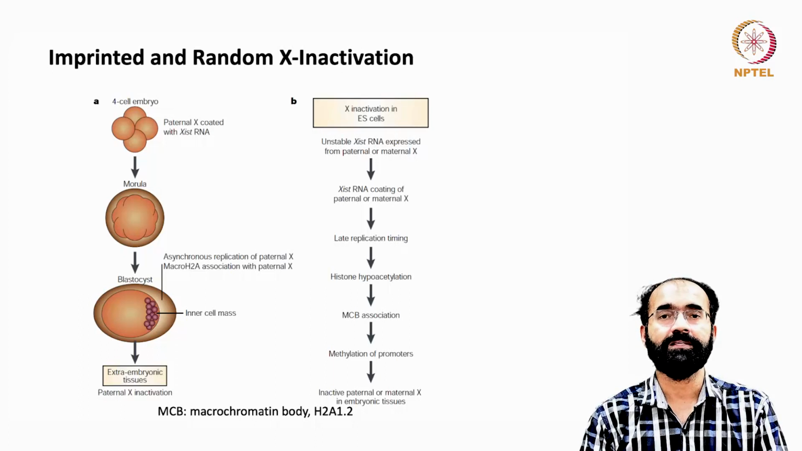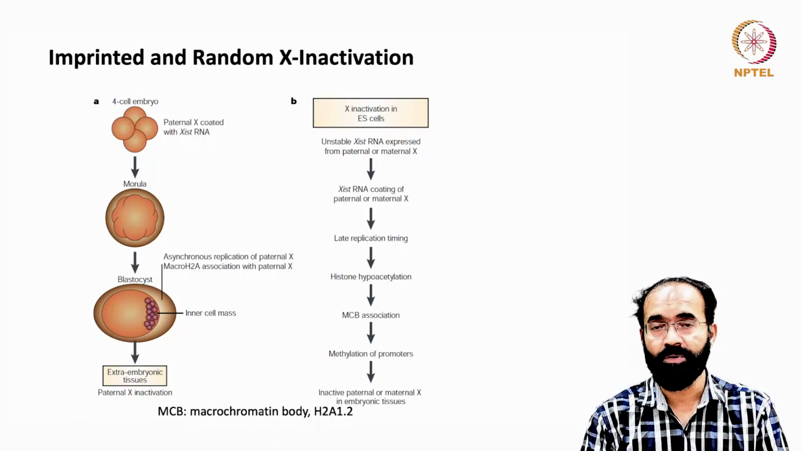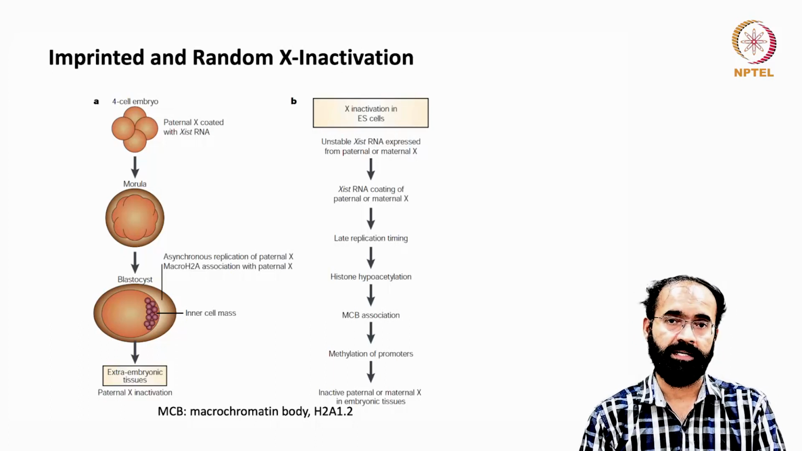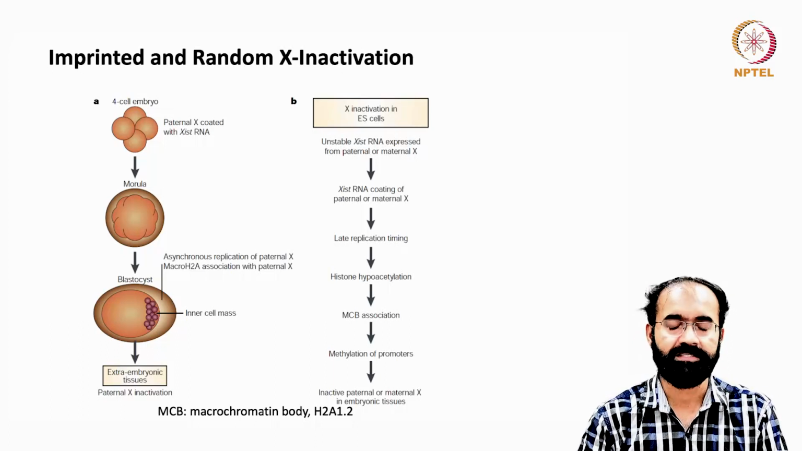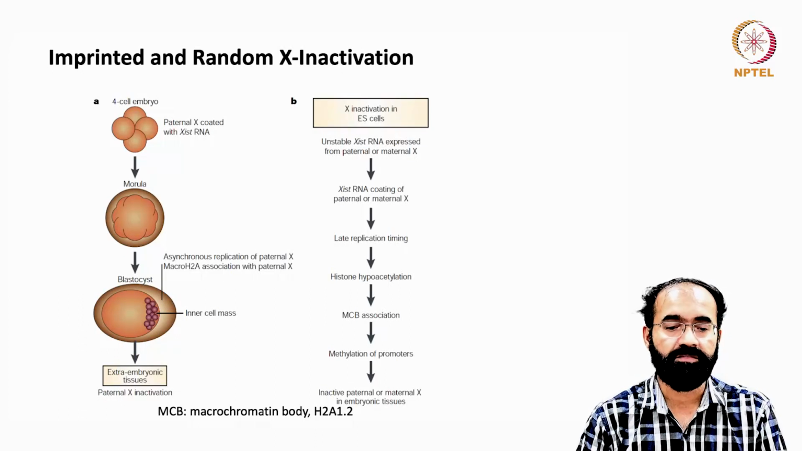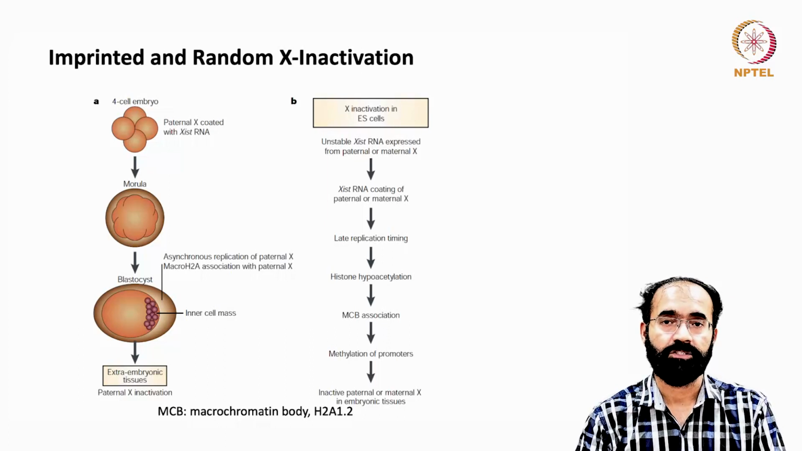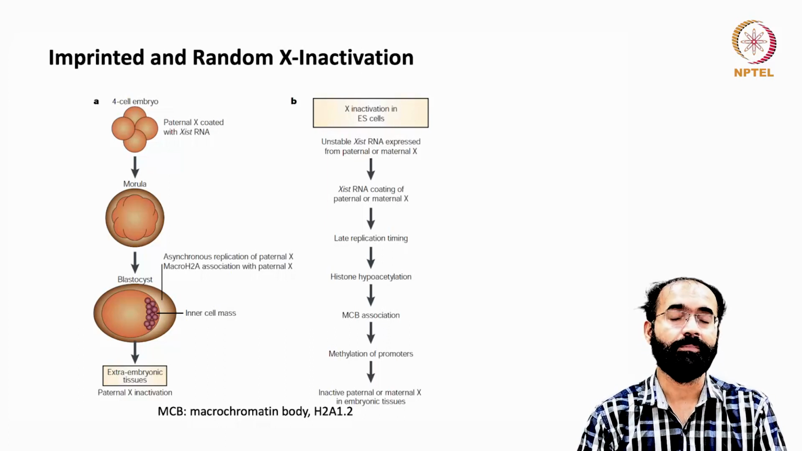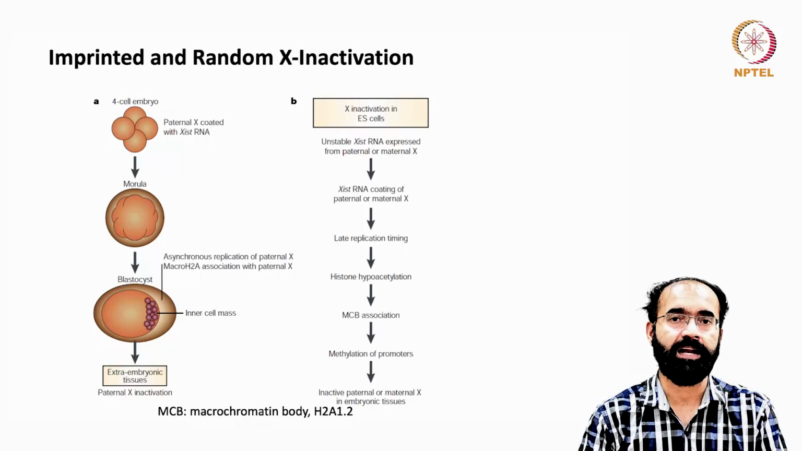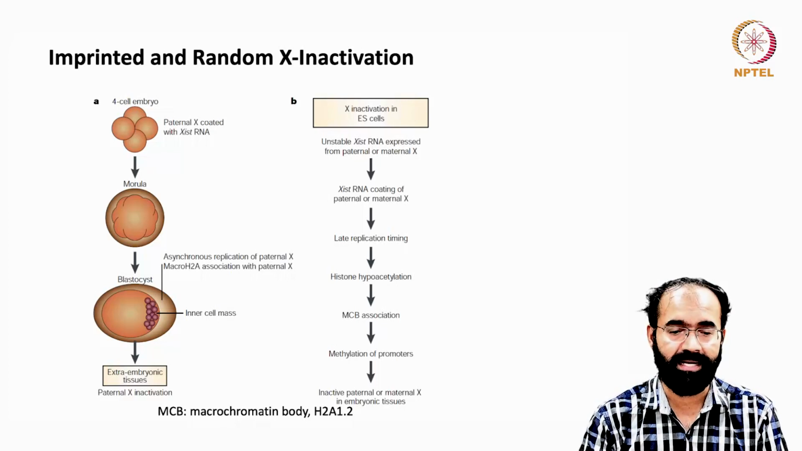But in some animals, the paternal copy is inactive. In some of them, it can be either paternal or maternal. So let us see how this happens. In a 4-cell stage embryo, the paternal X is coated with Xist RNA. You know, if an X chromosome is coated with Xist RNA, the outcome is that it will be made inactive.